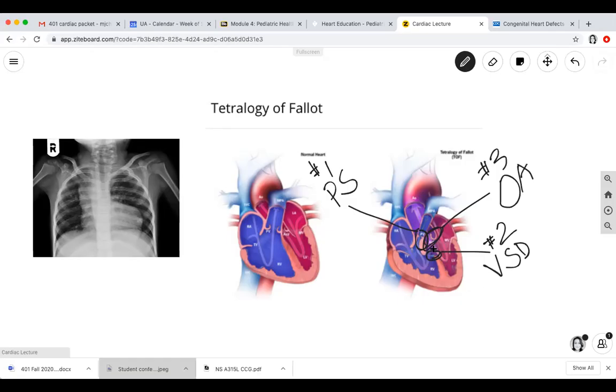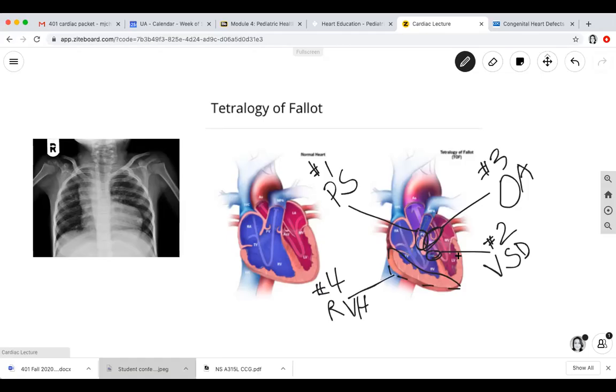And because of all of this, the heart has to work really, really hard. So that's where you get this right here. See this big chunky muscle here? So this is number 4. And this is right ventricular hypertrophy.